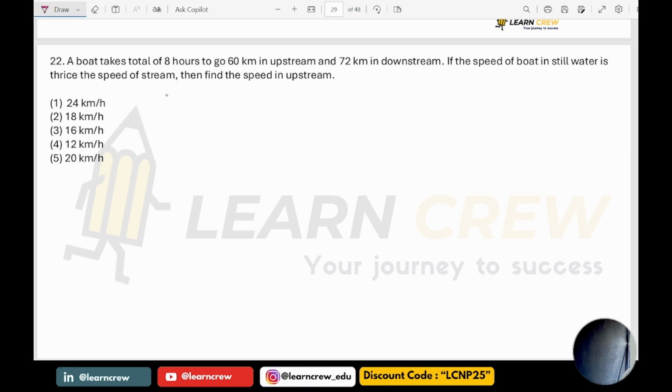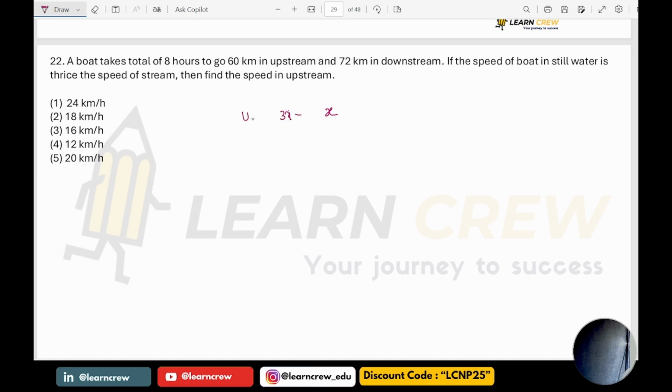A boat takes 8 hours to go 60 km upstream and 72 km downstream. The speed of the boat in still water is thrice the speed of the stream. Then find the speed of the stream. See here, we have the speed of the boat in still water and the speed of the stream. If the stream is x, then still water is 3x.